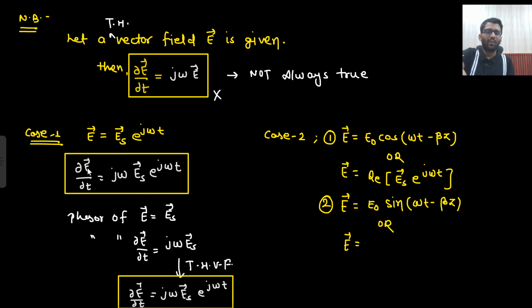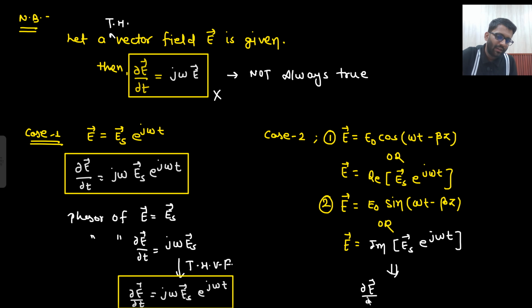So if E is given and you need to write ∂E/∂t, then simply you need to add jω, but it will work only if your vector field is a function of complex exponential. If it is like this, which is the real part, over here I could have written the imaginary part of E_s e^{jωt}, right? So if it is like that, then ∂E/∂t is equal to jωE.